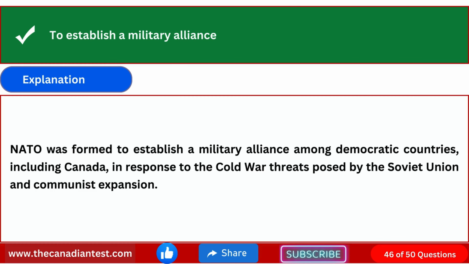The correct answer is to establish a military alliance. Explanation: NATO was formed to establish a military alliance among democratic countries, including Canada, in response to the Cold War threats posed by the Soviet Union and communist expansion.